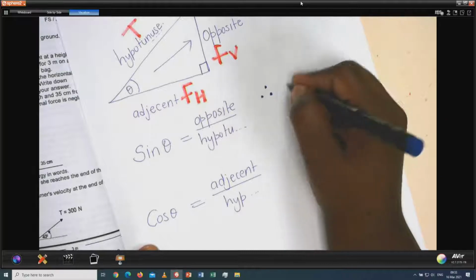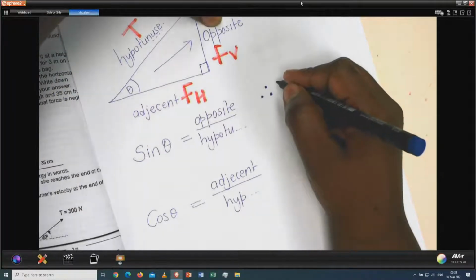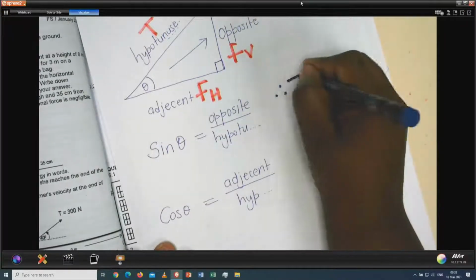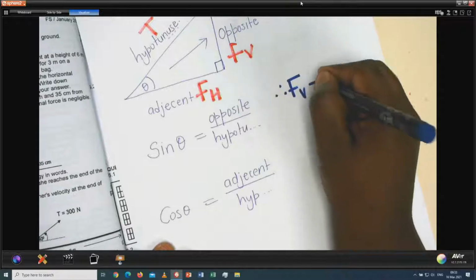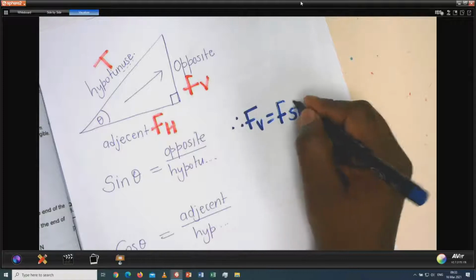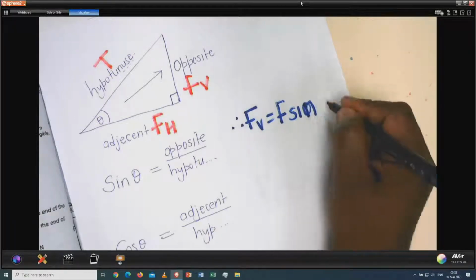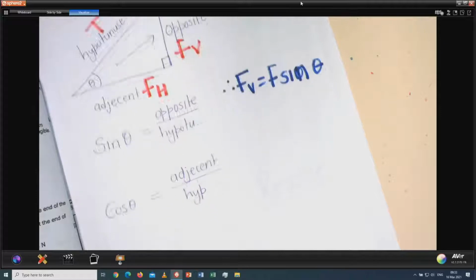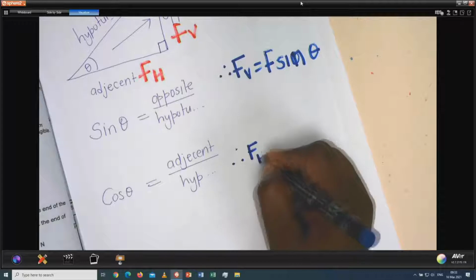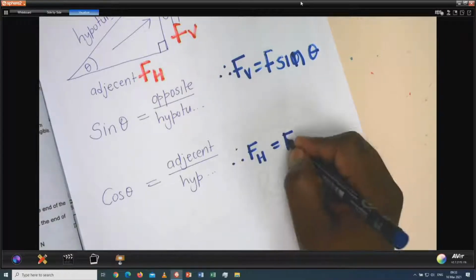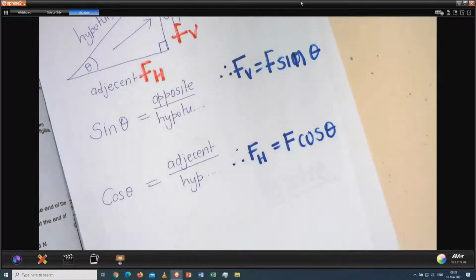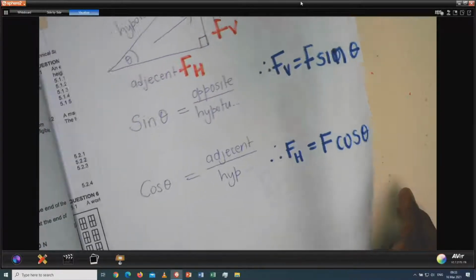To determine the vertical component, when you are given an angle and the hypotenuse side, you will use FV is equal to F sine theta. And then to determine the horizontal component, you will say F horizontal is equal to F cos theta. Right?